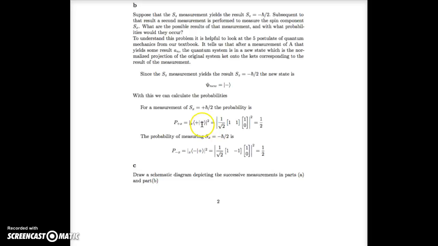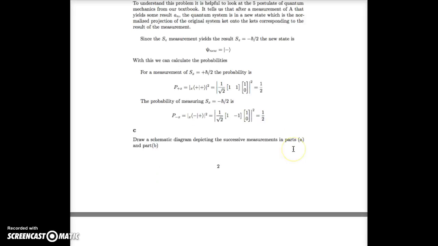So our ket is our incoming state, and then here is the state that we are measuring, so that's our bra. That's spin up in the x direction. So we take the inner product of those two and take the modulus squared of that, and we find that it's equal to 1/2. And then the same thing for minus h bar over 2. So here is our incoming state, and here is the state that we are measuring. And we find that it's also equal to 1/2. And again, both those probabilities add up to 1.